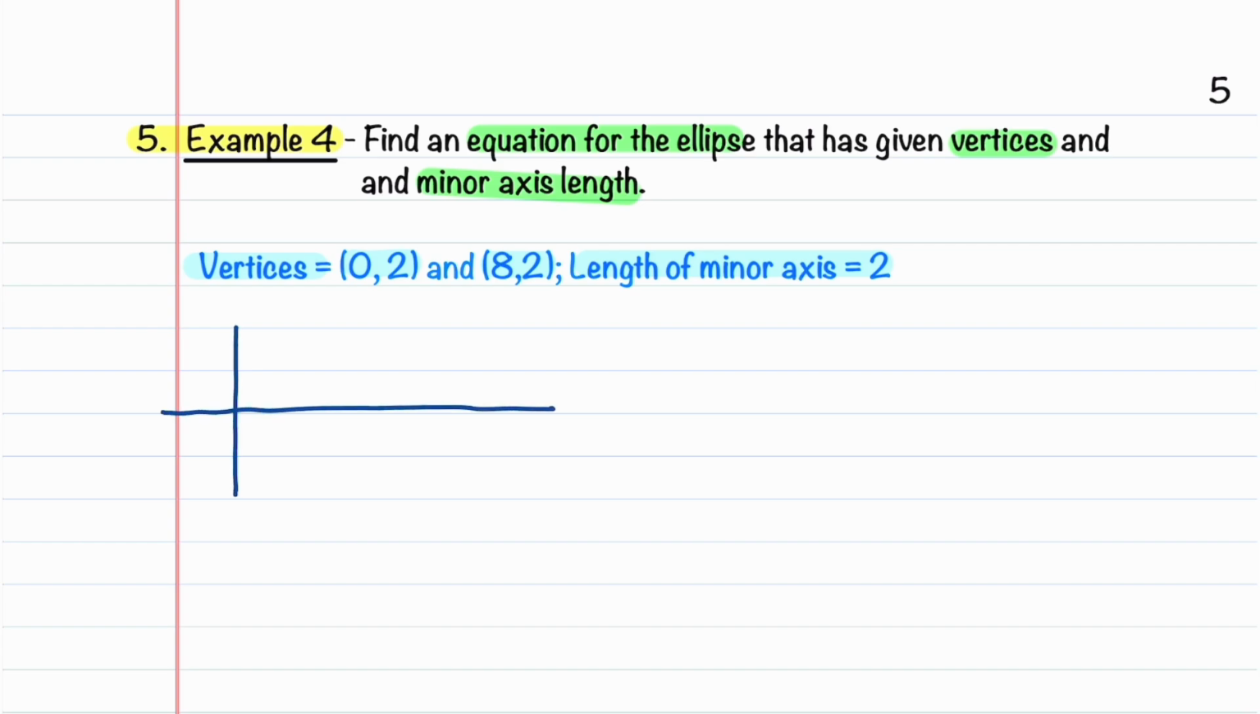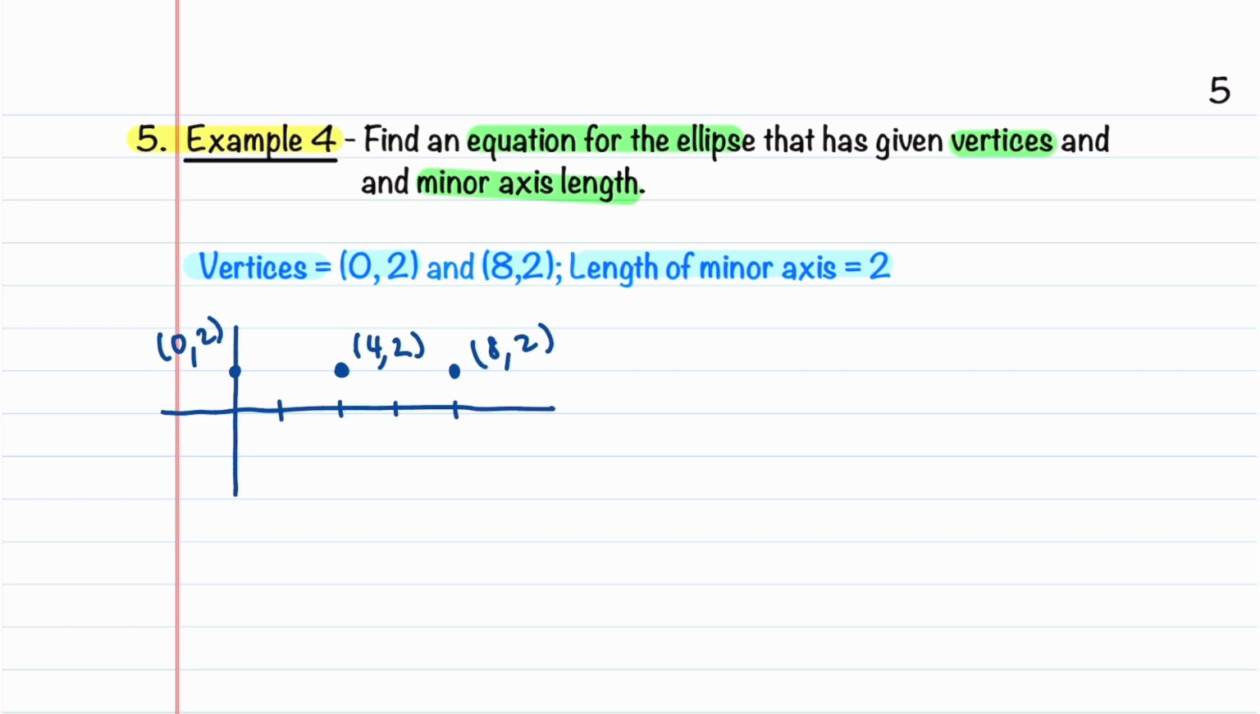Our vertices are located at (0, 2), that's right here, and then at (8, 2), so let's say we're doing 2 units each: 2, 4, 6, 8. We'll label this (0, 2) and then (8, 2). The center of our ellipse is going to be midway between our vertices, so it's going to be located right here, and that's the point (4, 2).